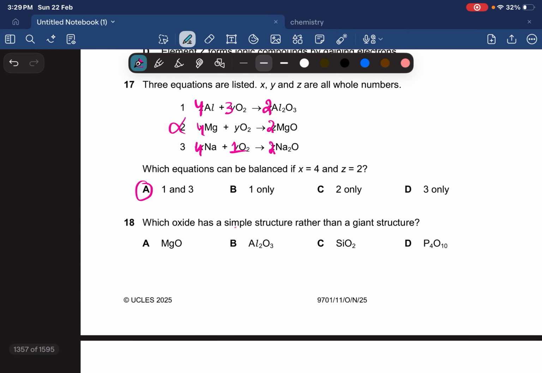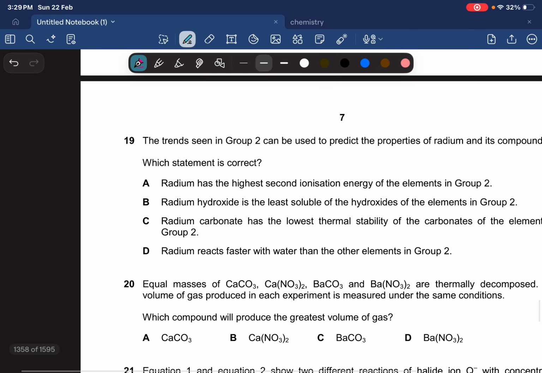Which oxide has a simple structure rather than a giant structure? P4O10. This has a giant covalent, giant ionic, giant ionic.